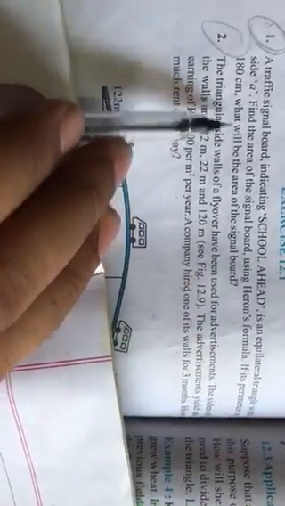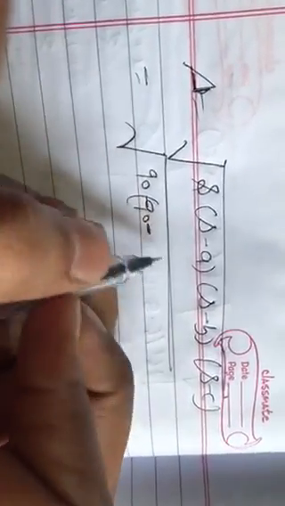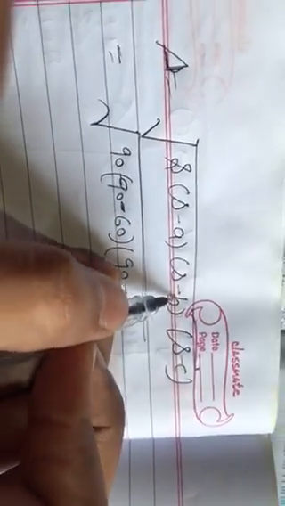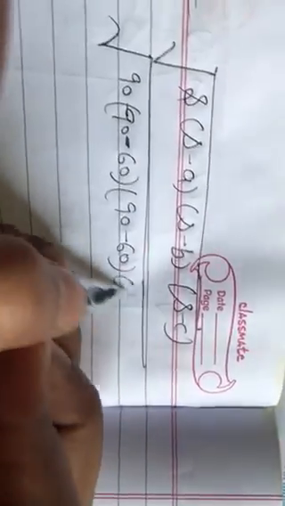Now what will be the area of the signal board? Now it remains to solve the area of the triangle. This is the triangle, and what is the formula? Square root of S into S minus A, S minus B and S minus C, right? And the value of S is 90 into 90 minus A. A is 60 centimeter. S again is 90 and it is B, and B equals A, and the value of A is 60. Why? Because it is an equilateral triangle.